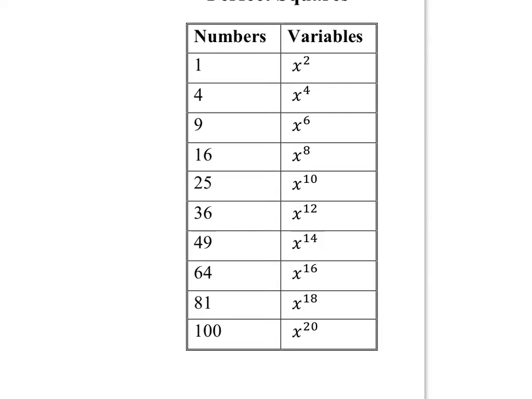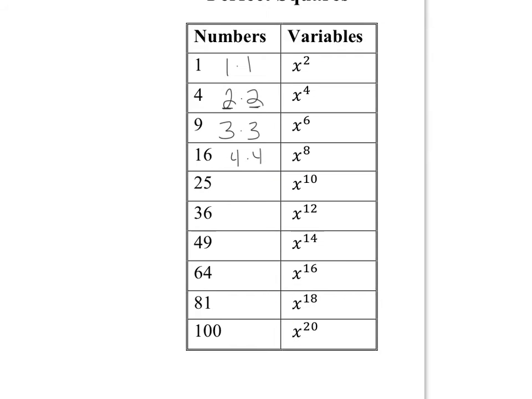Okay, so if you multiply 1 times 1, you get 1. If you multiply 2 times 2, you get 4. Notice I'm multiplying 2 times itself. So it has to be multiplied by 2 of the exact same thing. 3 times 3, 4 times 4, etc. Okay, so these are some perfect squares here for numbers.